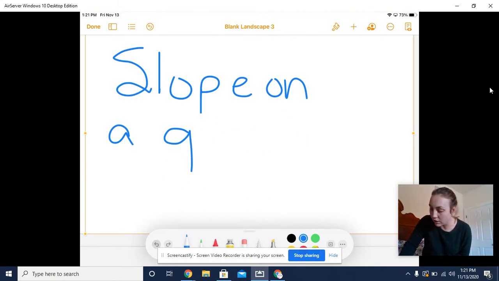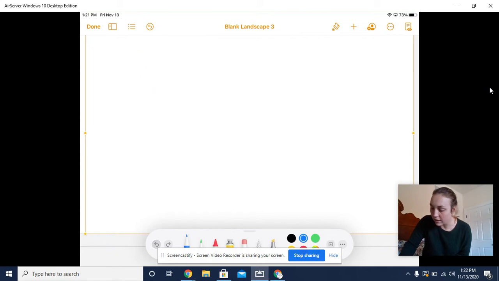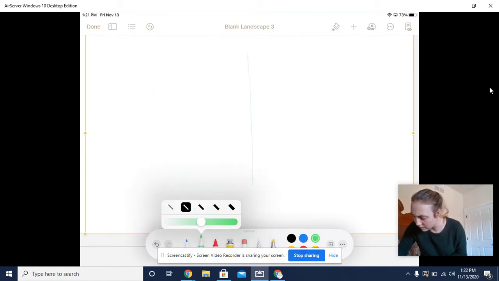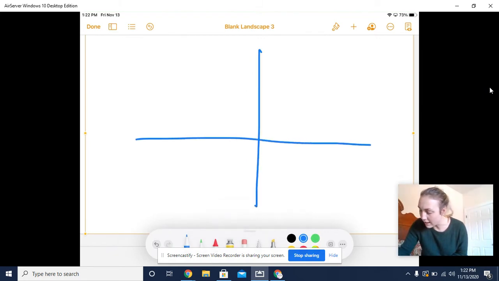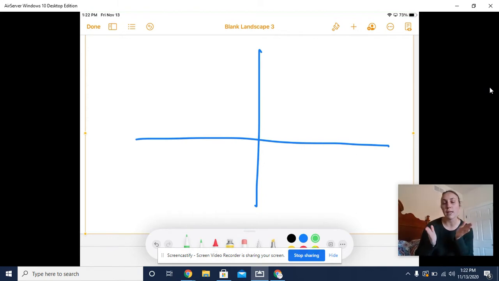The first thing I want to show you is what a positive slope looks like, what a negative slope looks like, what a horizontal slope looks like, or a zero slope, or what a vertical slope looks like, or an undefined line. Whenever you're reading a coordinate plane like this, you will always be reading it from left to right, just like how you would read a book.